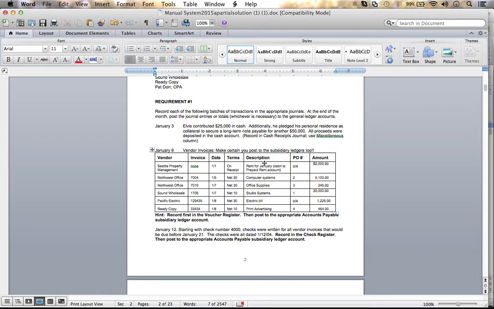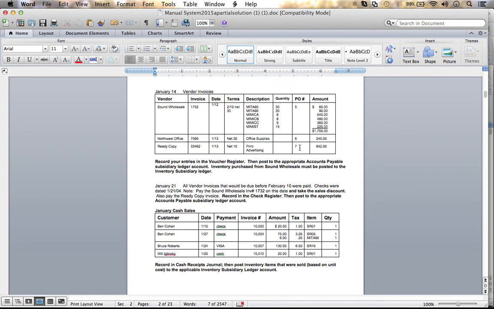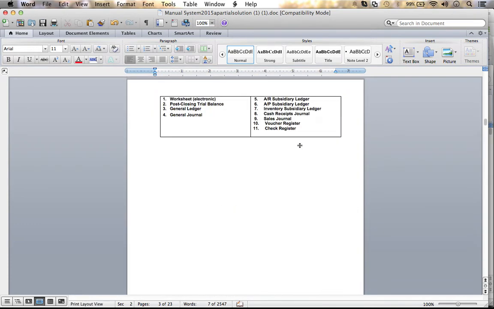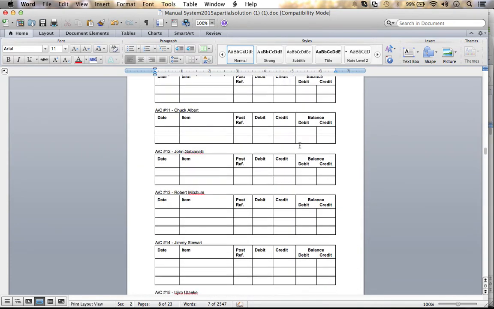All right, so let's look at requirement 1. Elvis contributed $25,000 in cash. He also pledged his personal residence for another $50,000. And these are deposited in the cash account, and the requirements are to record this information in the cash receipts journal. So we're going to go ahead and take a look at the cash receipts journal.